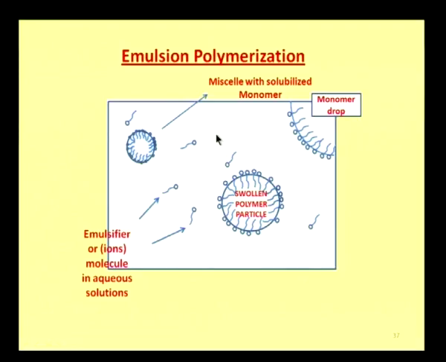So this could be schematically represented in this particular picture. These are the different emulsifying agents. They are the ions of the molecules in aqueous solution, your water solution. If you look into each of these emulsifying agents, there are two groups. One is hydrophobic, this tail region, and this head region is hydrophilic in nature. So when the critical micelle concentration is reached, above a particular concentration, they form what are called micelles, and these different micelles are well solubilized with the monomer within the system.